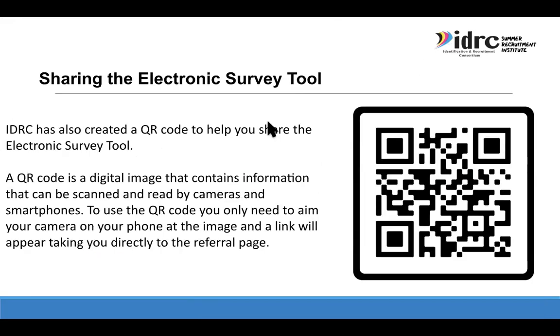So we talked earlier about the QR code. This right here is the QR code for the page. And so you should be able to scan. You take the camera on your phone and you scan the QR code here on the page, and a message will pop up asking if you would like to open the link. You can open that link and it'll take you directly to the front page of the electronic survey tool referral system so you can submit a referral.